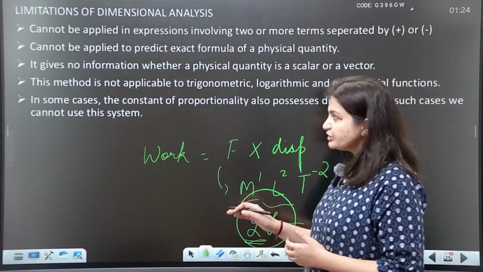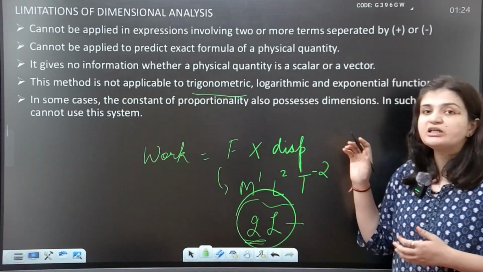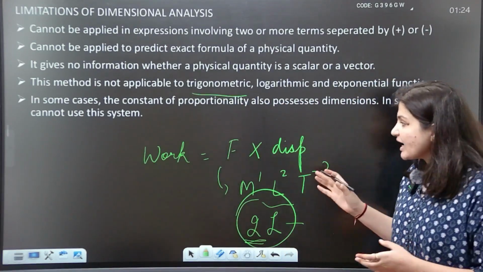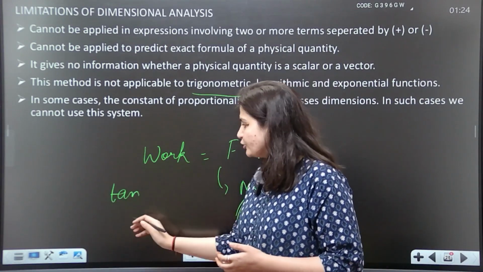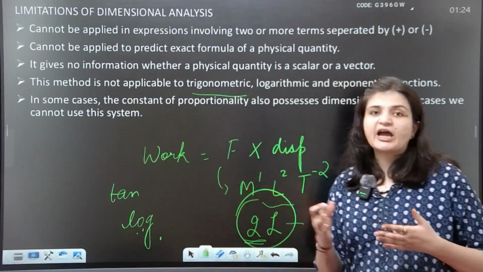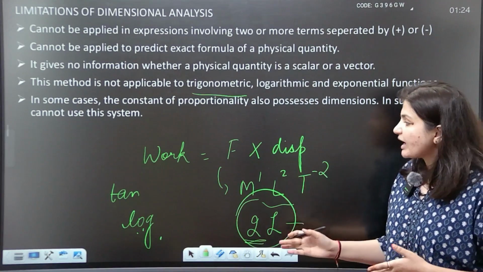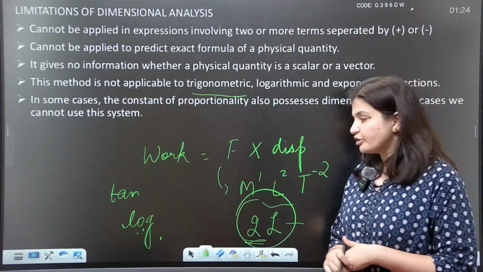Also, it gives no information when the function is in trigonometric or logarithmic form. When we have a function in trigonometric form like tan of something, or the log form, we don't know its dimension, so it's difficult to calculate this dimension. So this is all about the applications of dimensional analysis.